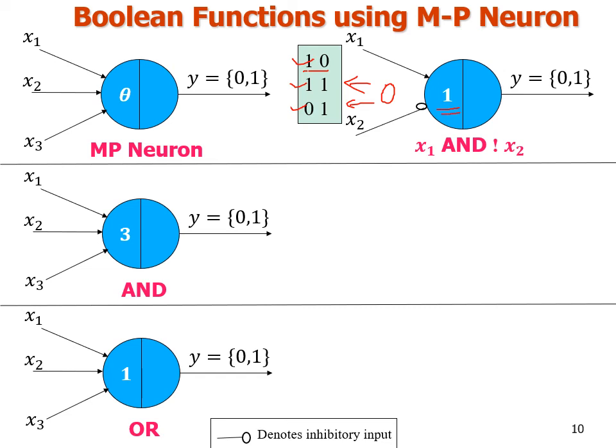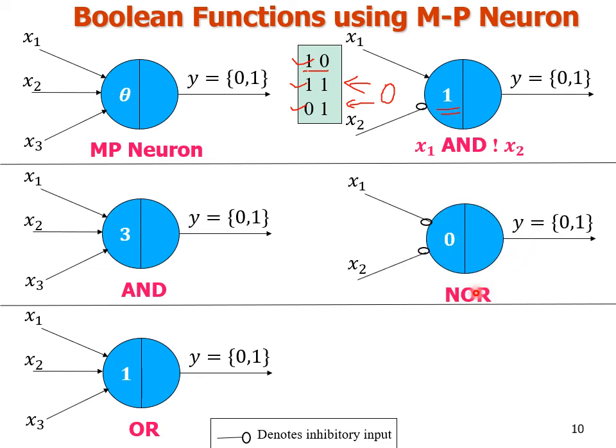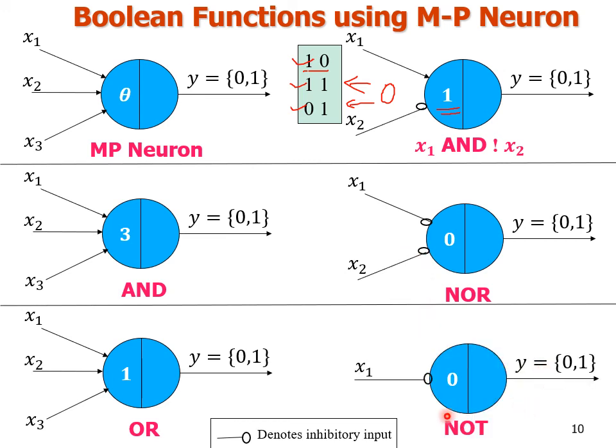Similarly, we can learn the NOR function. For a NOR neuron to fire, we want all the inputs to be 0. So the thresholding parameter should also be 0, and we have to take them as inhibitory inputs. And finally, let us see the NOT function. For a NOT neuron, 1 outputs 0 and 0 outputs 1. So we take the input as an inhibitory input and set the thresholding parameter to 0.